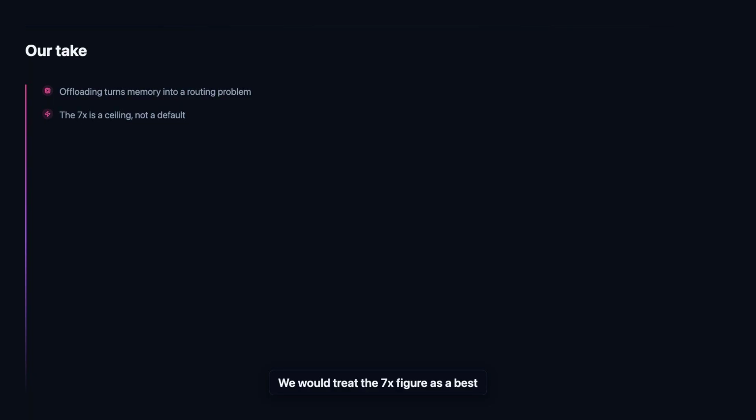We would treat the 7x figure as a best case on a cache-friendly workload. Gains depend heavily on prompt reuse and tier latency, so benchmark your own traffic before assuming anything close to it. Offloading to S3 or Azure Blob frees GPU memory, but adds fetch latency.